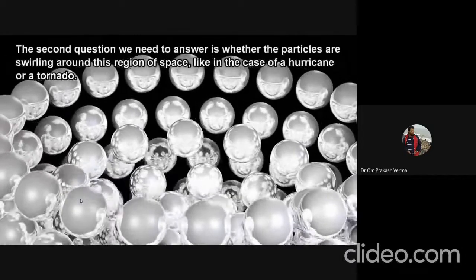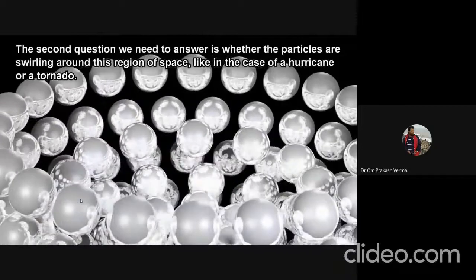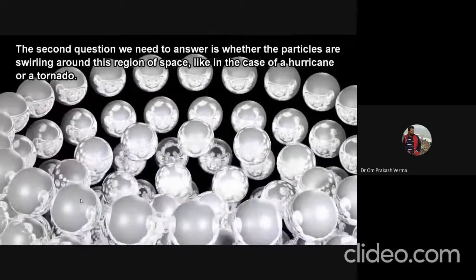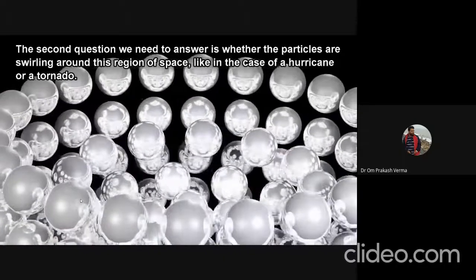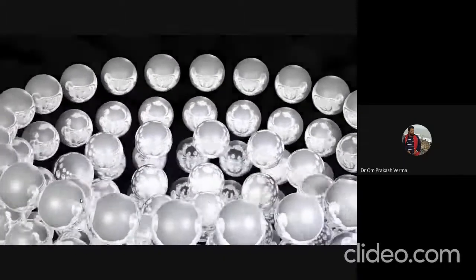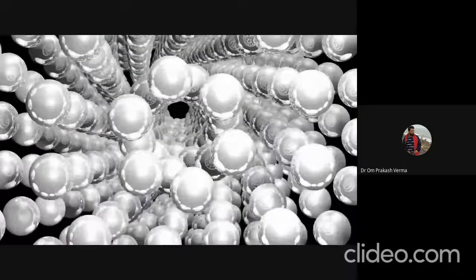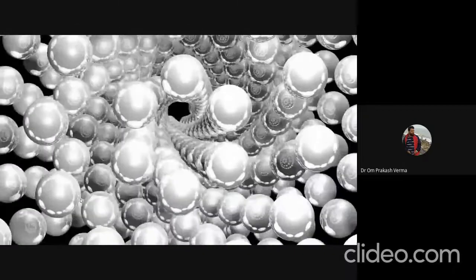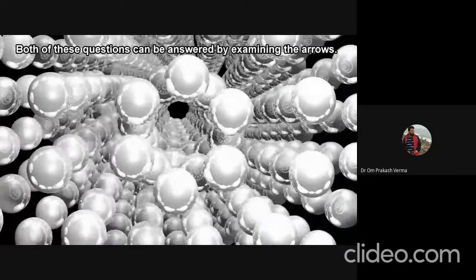The second question we need to answer is whether the particles are swirling around this region of space, like in the case of a hurricane or a tornado. Both of these questions can be answered by examining the arrows.